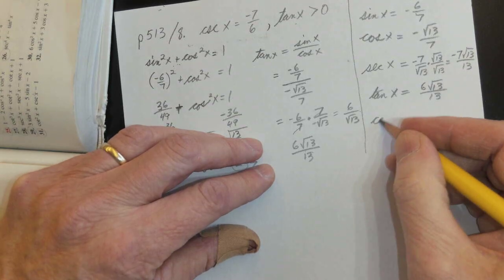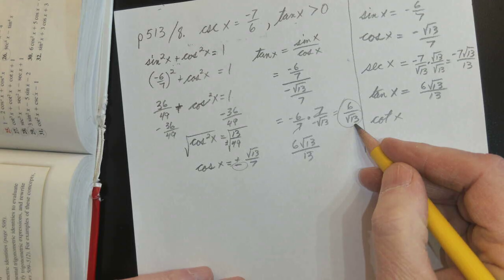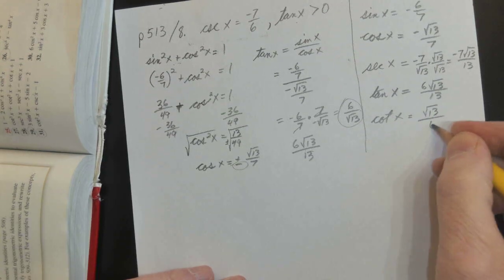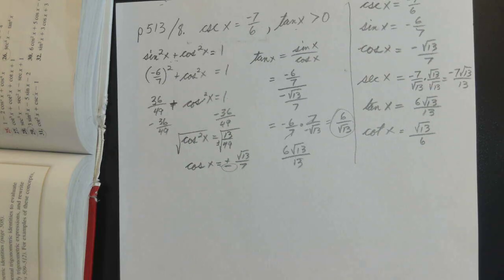And then cotangent is the reciprocal of that. And if I go here, it's a little easier to get the reciprocal. Square root of 13 over 6. And I don't have to do any simplifying. All right, how's that? So that's the first problem you'll do Monday.